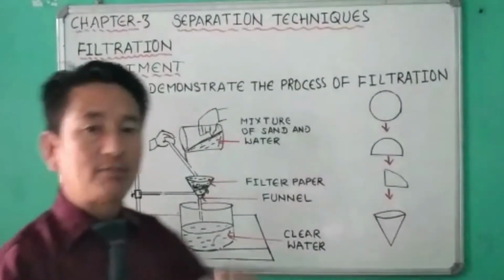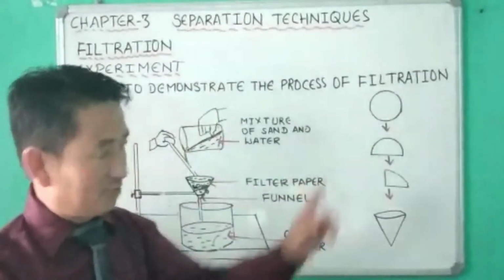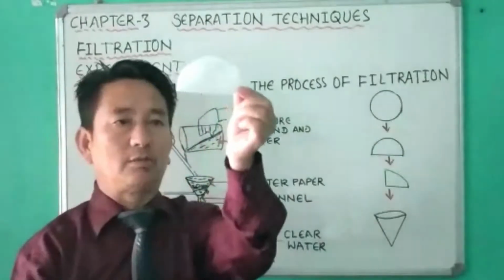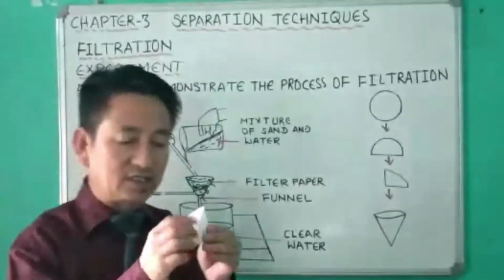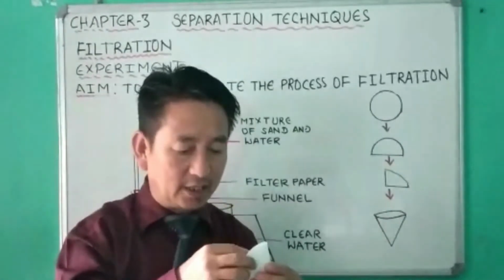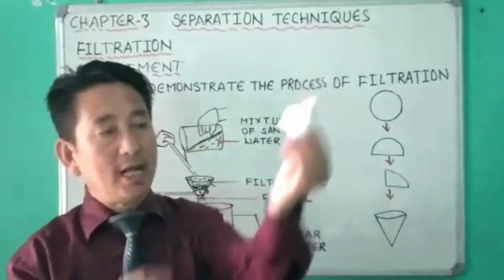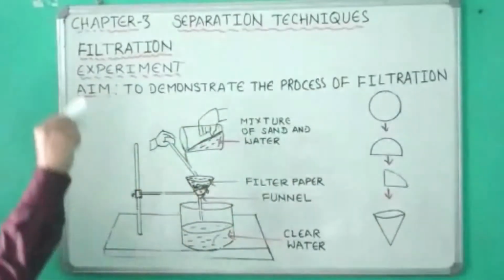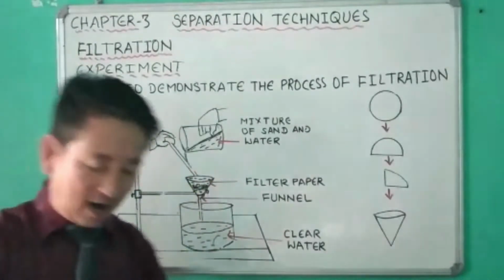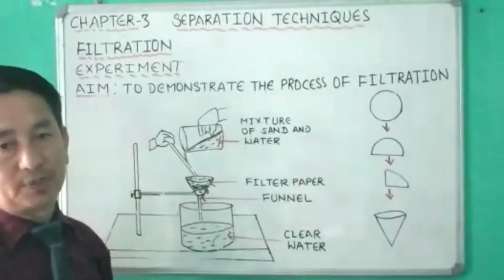Then we'll take filter paper. As you can see here, filter paper. First step, we'll fold this filter paper into a semicircle. Then again we'll fold it into a quarter this way. Then we'll make it like a cone. Then we'll place this filter paper into the funnel. After that we'll moisten the filter paper with water.